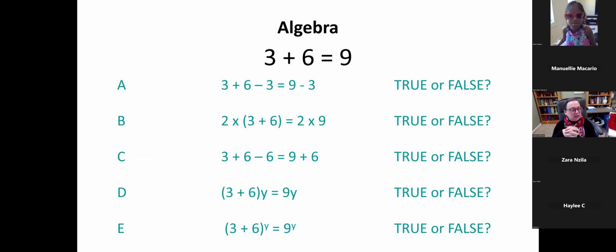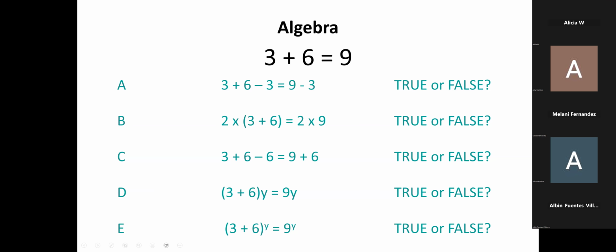How about part D? Now we're going to get weird. We're going to get some of our algebra symbols in there with our letters. So is D true or false? All right, so that one is also true. What did we do to both sides that was the same?